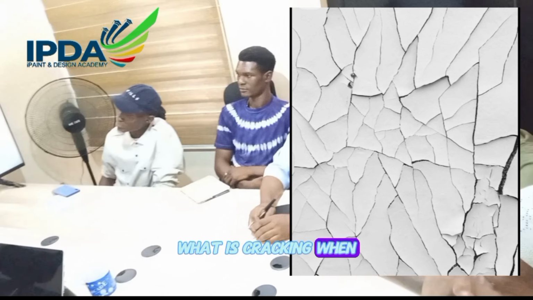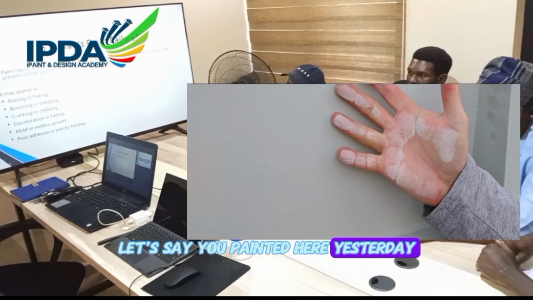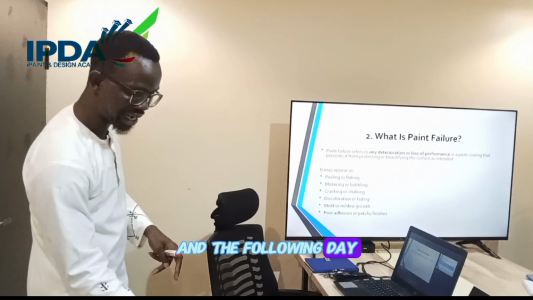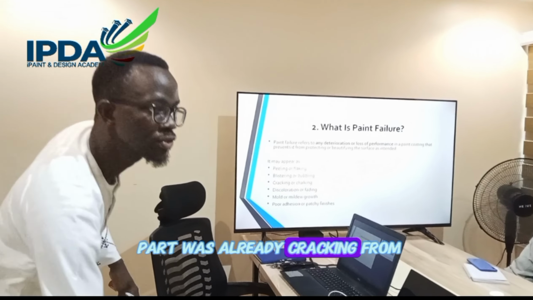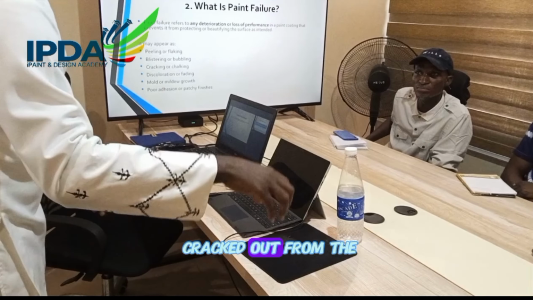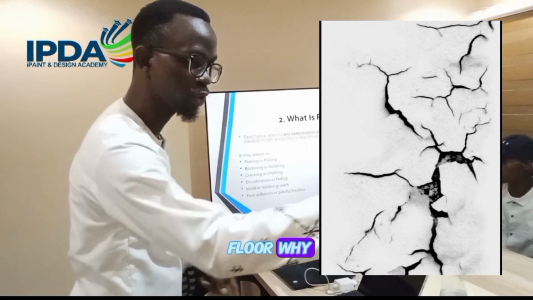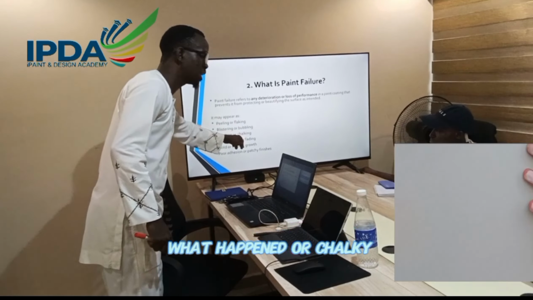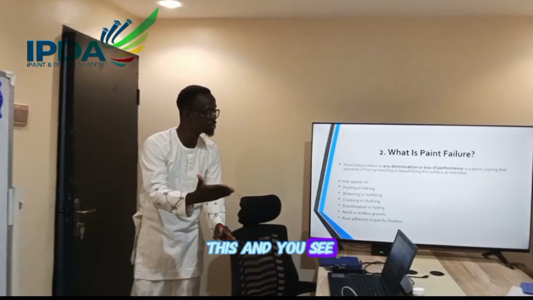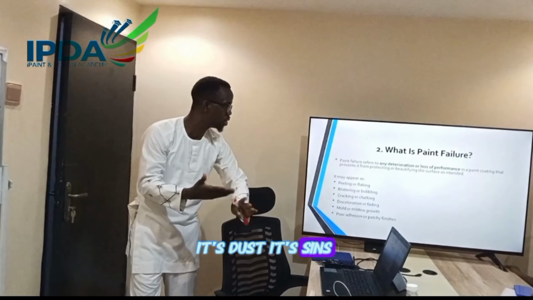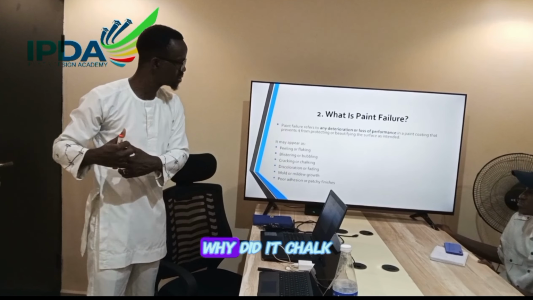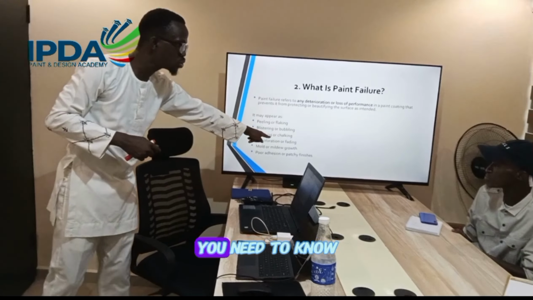Now, cracking or chalking. What is cracking? When you paint a surface, let's say you painted it yesterday, because I've experienced it. I painted a car park, and the following day, I realized that one part was already cracked. You will see it's cracked out from the floor. Why? I will tell you what happened. Or chalking. What is chalking? When you touch a wall like this and you see dust stay on your hand. It's chalking. Why did it chalk? You need to know why.